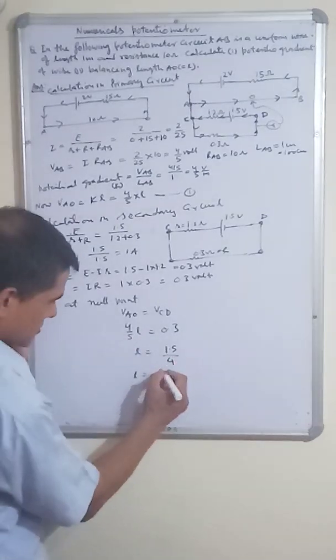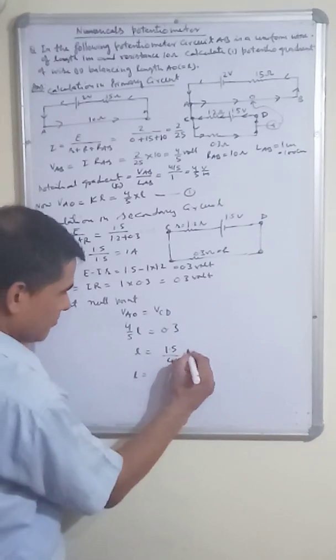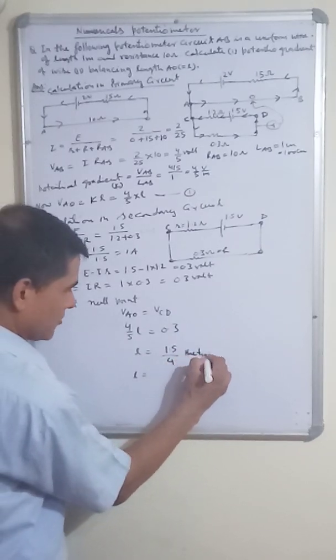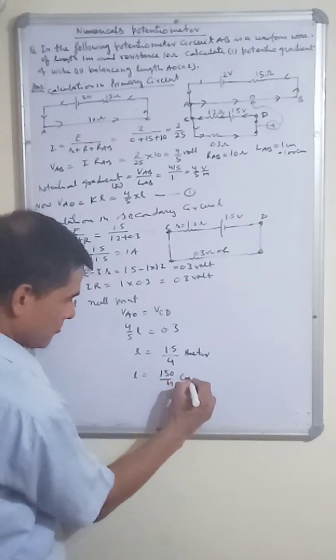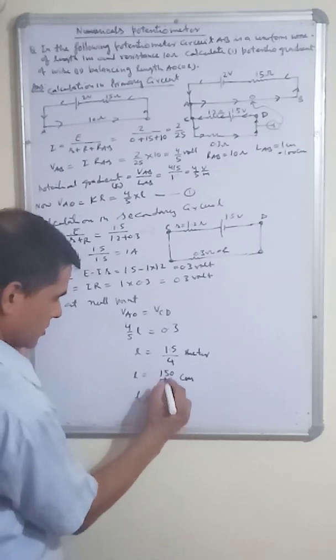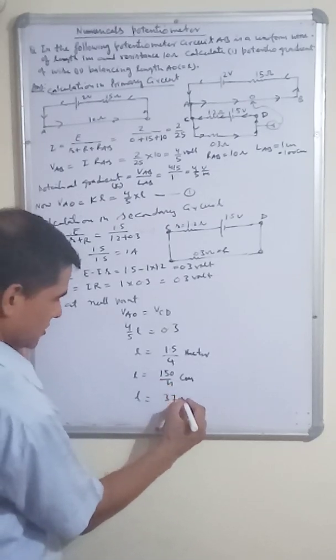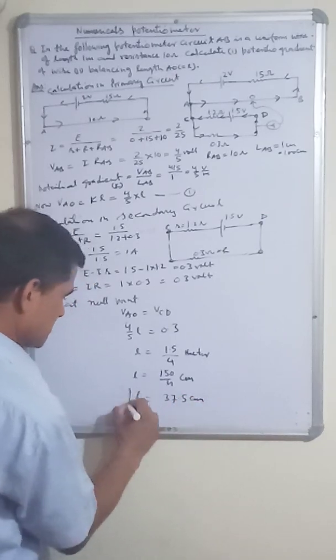So this comes out to be this much in meter. This answer is in meter. You can also convert it into centimeter, so 150 by 4 centimeter. So L is equal to, you divide, this much. This is the answer.